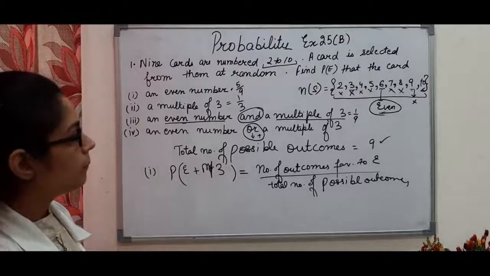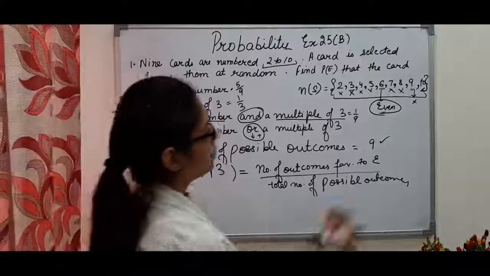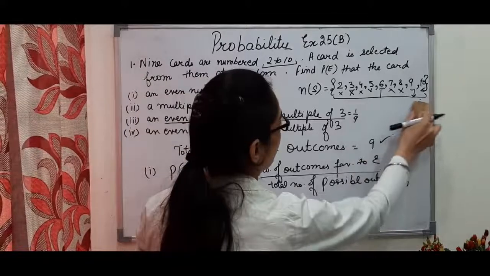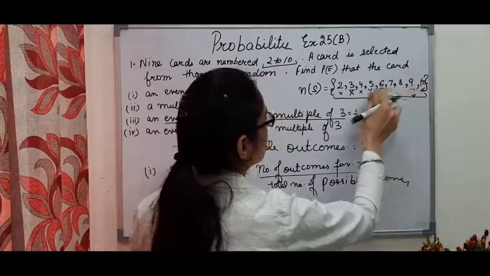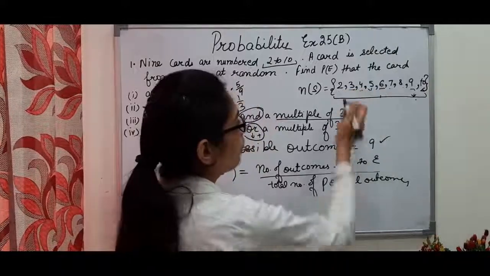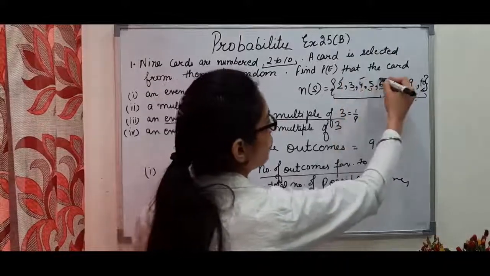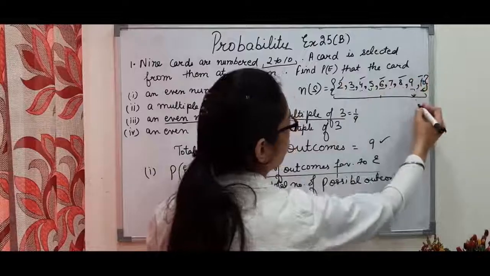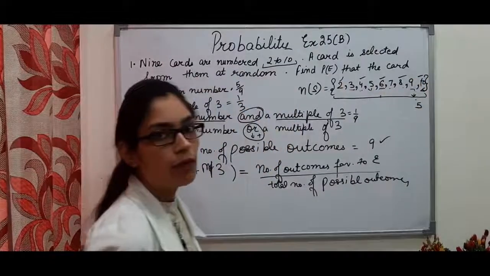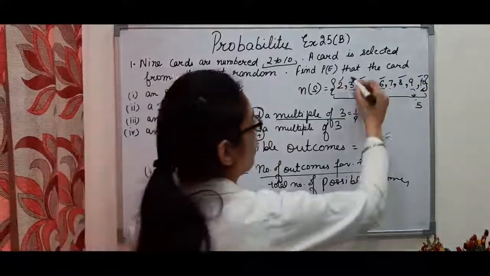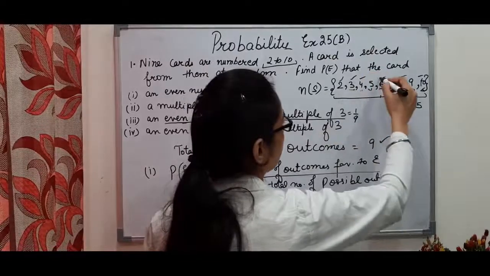Now we will see, first of all I'll see how many even numbers are there. 1, 2, 3, 4, 5. I have 5 even numbers. Now I have to check for the multiples of 3. 1, 2.